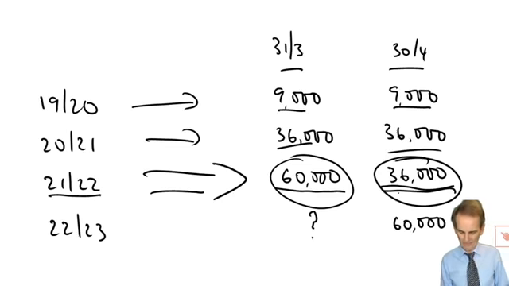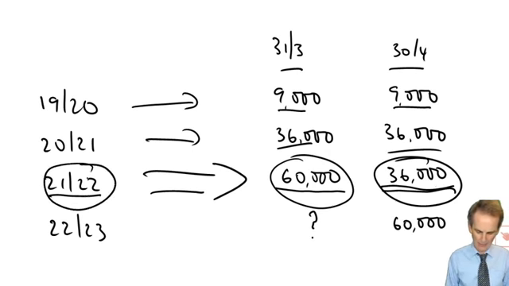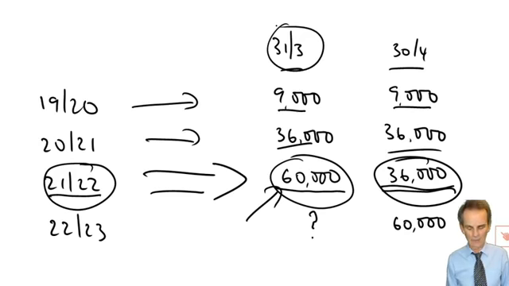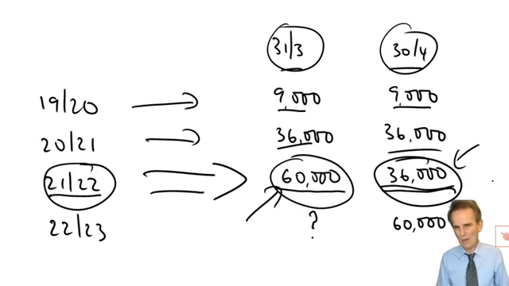Now you just think, that's £24,000 extra profit being assessed in the 21-22 tax year if you chose the 31st of March. If you choose the 30th of April, 36,000, that's £24,000 less profit.